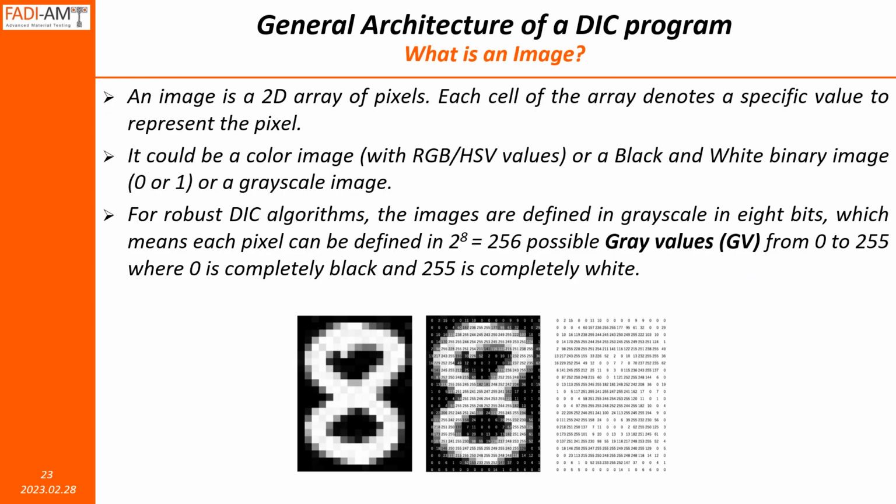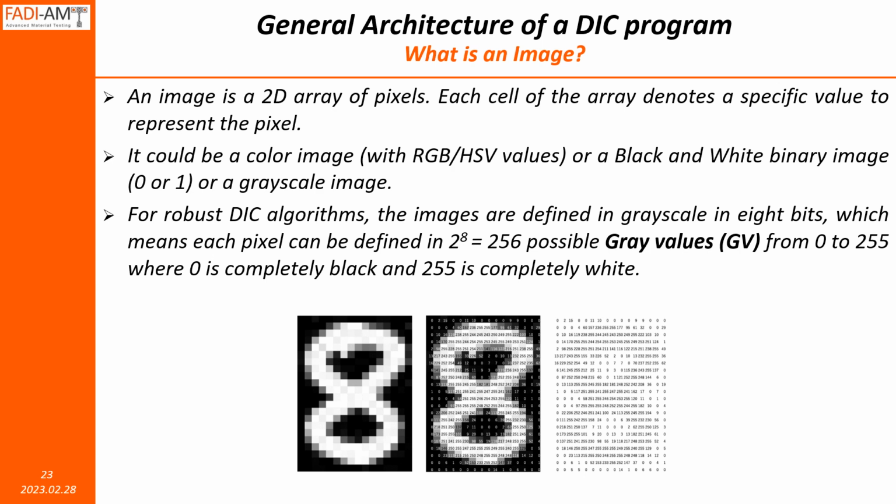So for that, we need to understand what is an image. An image is basically a two-dimensional array of pixels. Each cell of that array represents a number. I'm specifically talking about gray value images, where each number from 0 to 255 corresponds to a gray value. 0 is completely black, which means no light, and 255 is completely white.